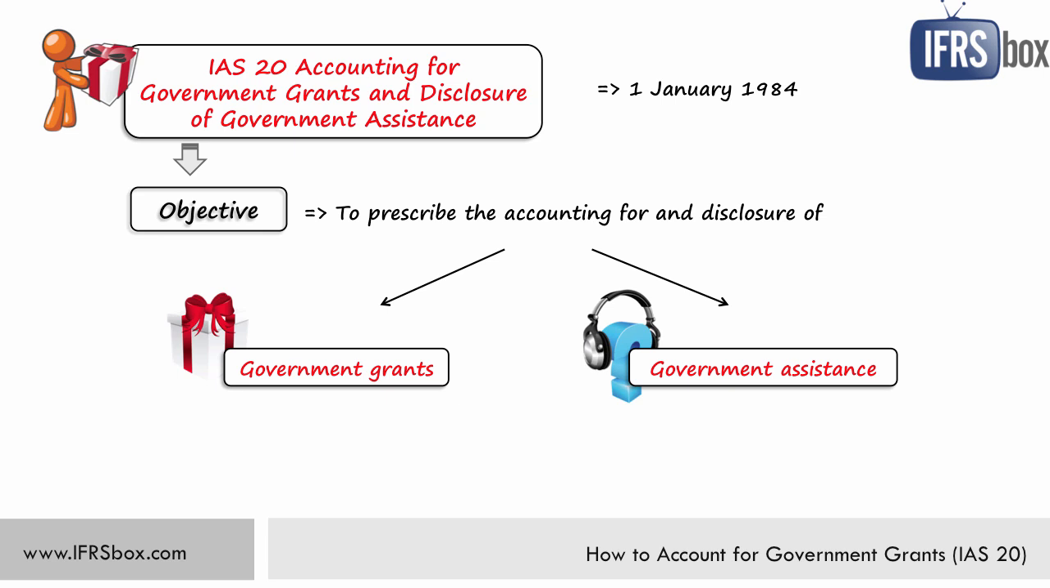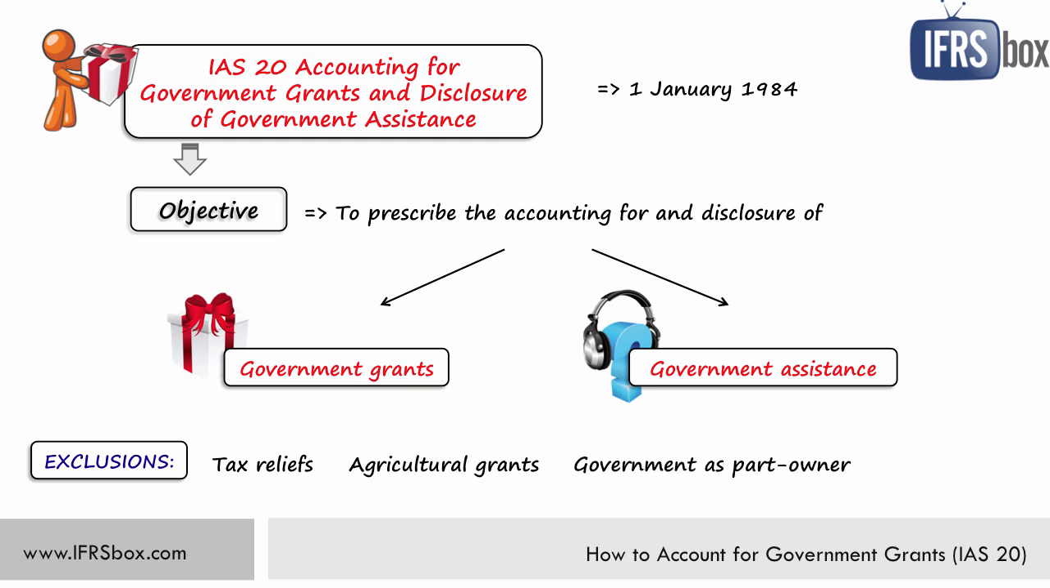IAS 20 deals with almost all types of government grants, except for various tax reliefs, such as tax holidays or tax breaks, grants provided for agricultural assets under IAS 41, government acting as a part owner of an entity, and grants in the financial statements reflecting the effects of changing prices. In this video, we will not deal with the exact conditions for recognizing grants, but I want to illustrate the specific accounting treatment with an example.